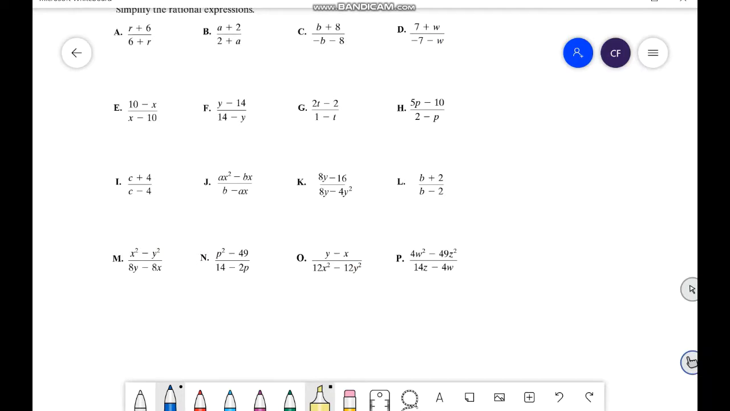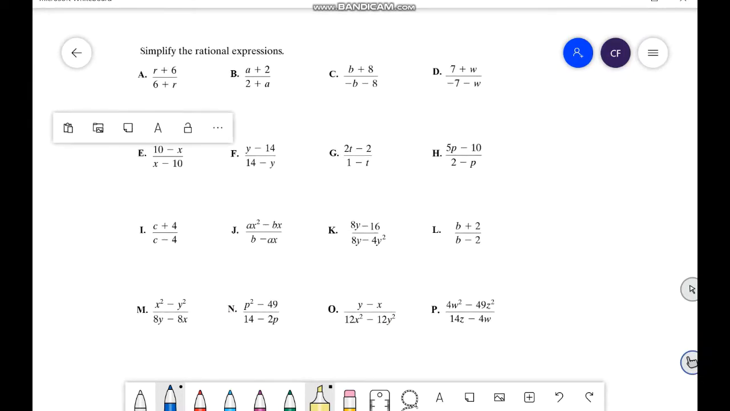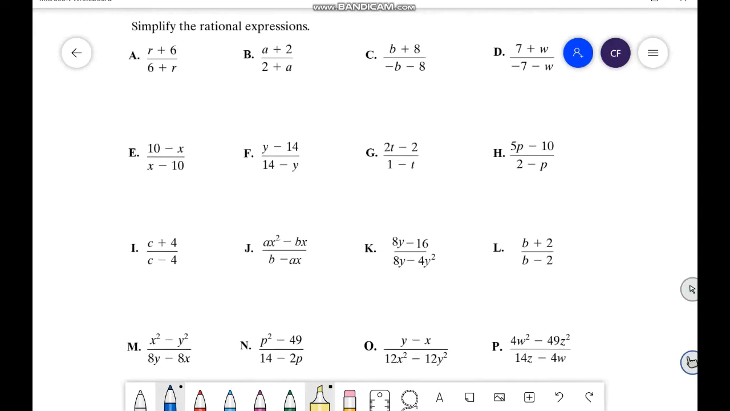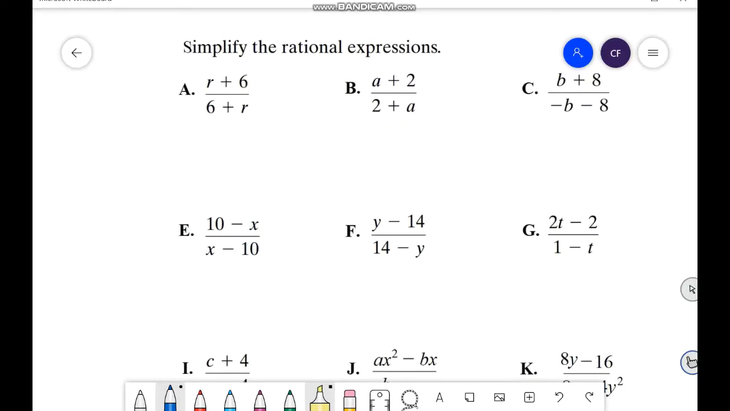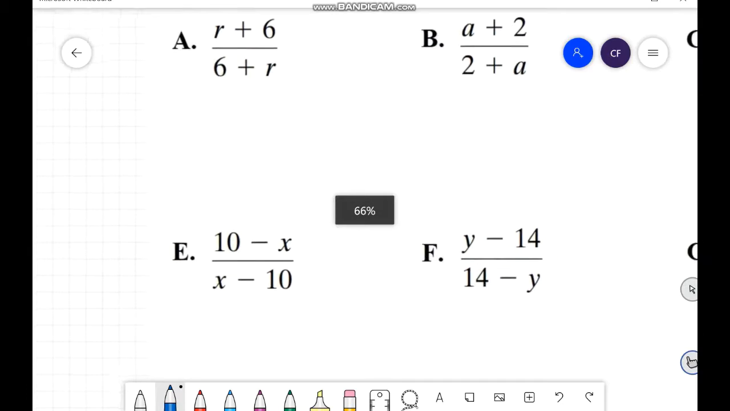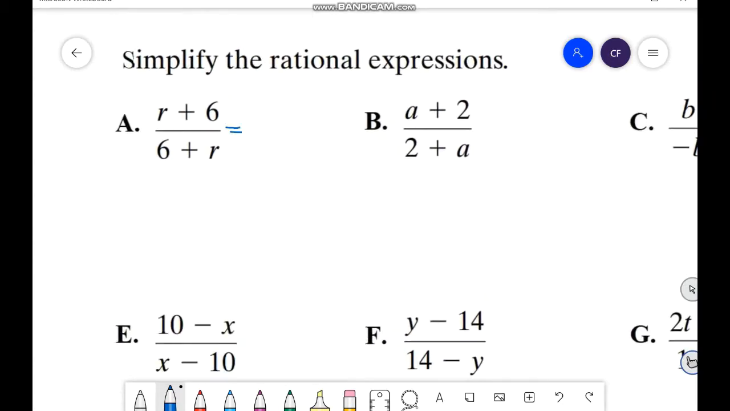The quiz is about simplifying rational expressions, and we have here letter A. Let's work on letter A. The first questions are very simple, and don't be upset with me, please. I know you're going to say, but this I already know, this is so obvious. Okay, it's a bit obvious, but just to make sure that you understand this concept.